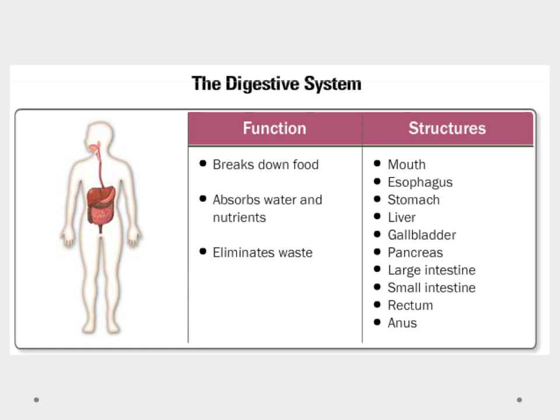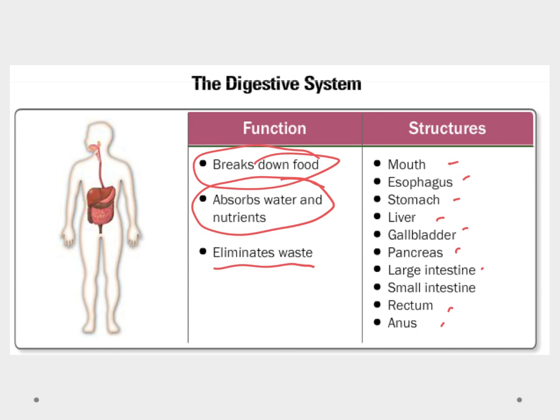The digestive system consists of the mouth, esophagus, stomach, liver, gallbladder, pancreas, intestines, rectum, and anus, and it's for breaking down food. It also is where we absorb the water and the nutrients we get from the food, and it's important in the elimination of wastes.